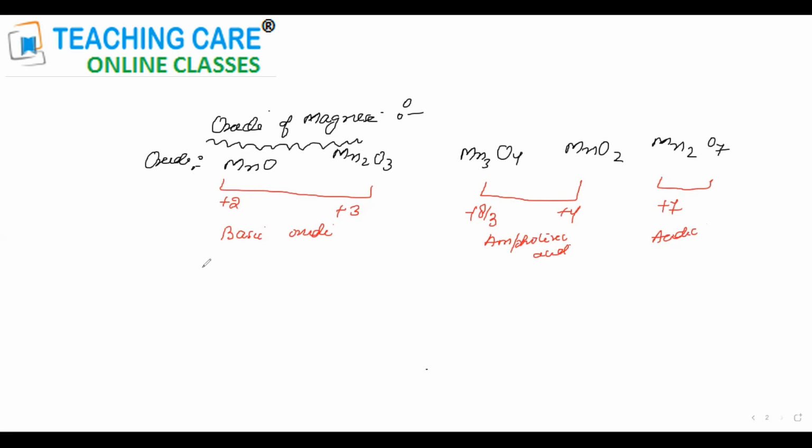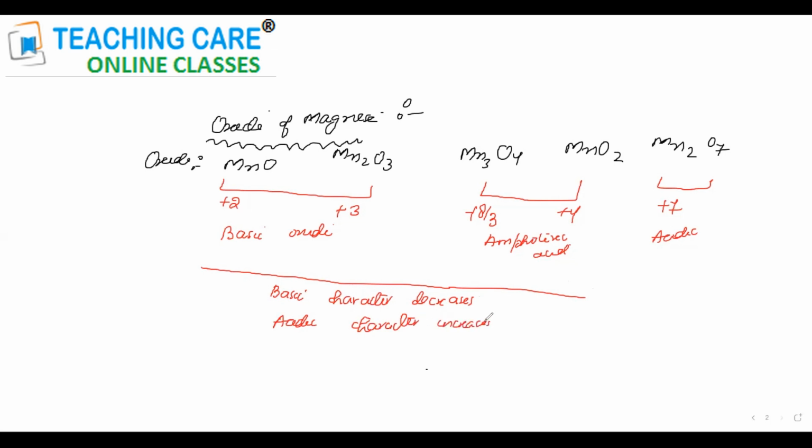When we move from left to right, the basic character decreases and the acidic character increases. Got it? Okay.